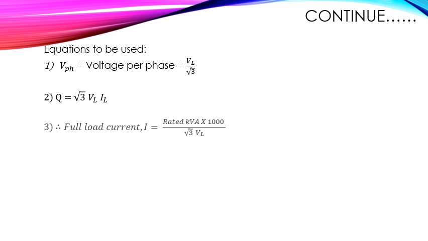So now equations to be used. As usual, phase voltage is given by the ratio of line voltage to √3. Then apparent power Q is equal to √3 VL IL. Full load current I is equal to rated kVA multiplied by 1000 divided by √3 VL. Now tan delta is equal to I Xq cos phi divided by V plus I Xq sin phi.